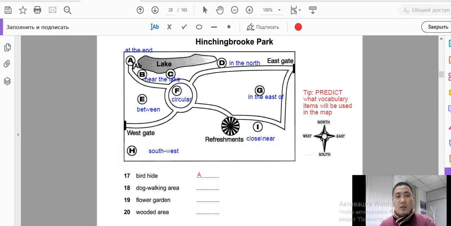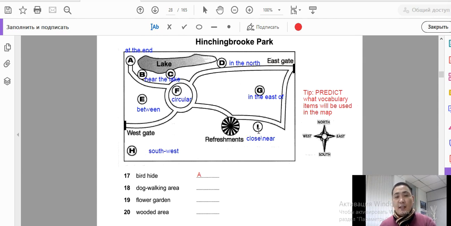So it'll be a nice quiet place for watching the birds on the lake. Fairly close to where refreshments are. So close to refreshments. So you should move your eyes to the refreshments. You heard the word refreshments, and now you should forget about these letters because they are not near the refreshments. So you see only one letter, which is I.